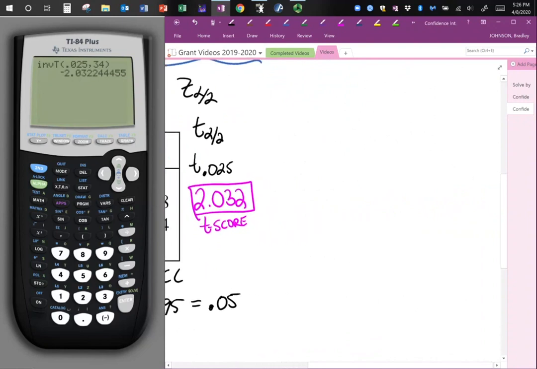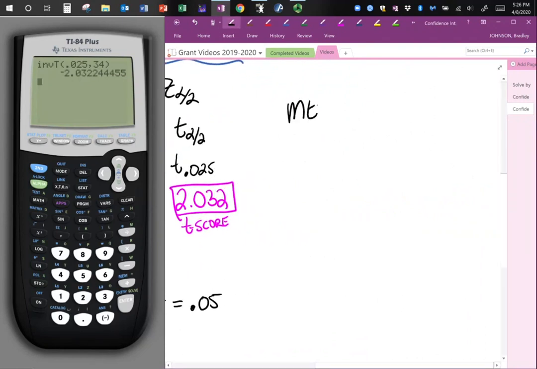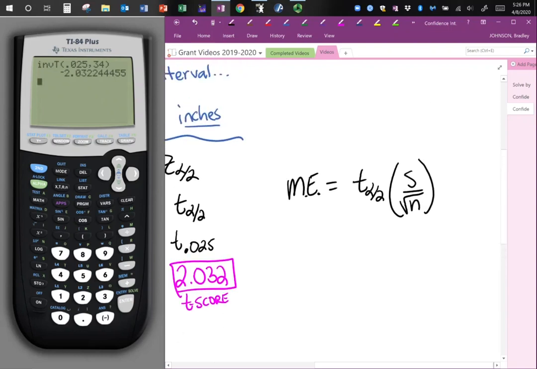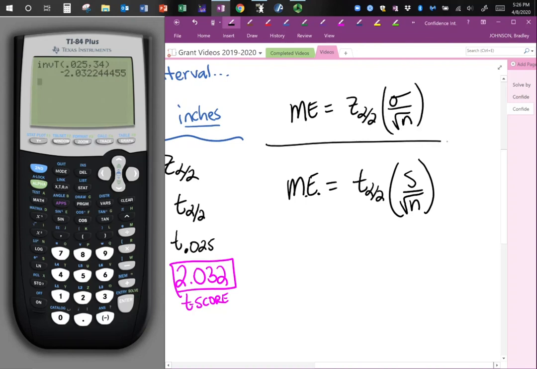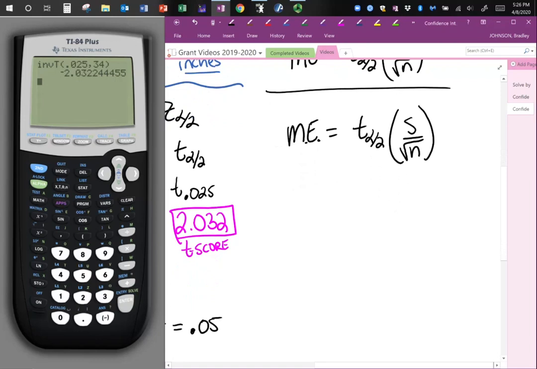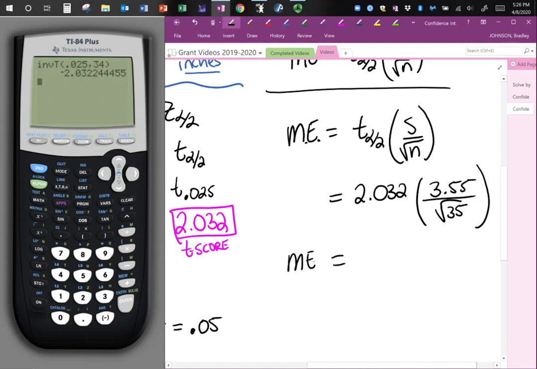So I'm going to go over here. I'm going to use my t-score, because in the margin of error formula, you need your t-score. And then you multiply that by s over the square root of n, which is very, very similar to the margin of error formula for z-scores. For z-scores, it was sigma over the square root of n multiplied by your z-score. So since we do not have sigma, we don't have the population standard deviation, we have to use little s, our sample standard deviation. So I will put 2.032 multiply by our sample standard deviation, which is 3.55, and then I'll divide by the square root of 35. So let's see what this equals to give us our margin of error.